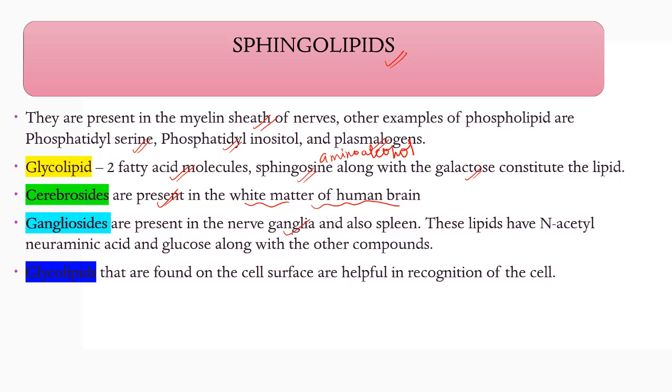Gangliosides are present in the nerve ganglia and also in the spleen. These lipids have N-acetylneuraminic acid and glucose along with other compounds. So sphingolipids include glycolipids, cerebrosides, and gangliosides. Glycolipids that are found on the cell surface are helpful in the recognition of the cell, as already discussed.